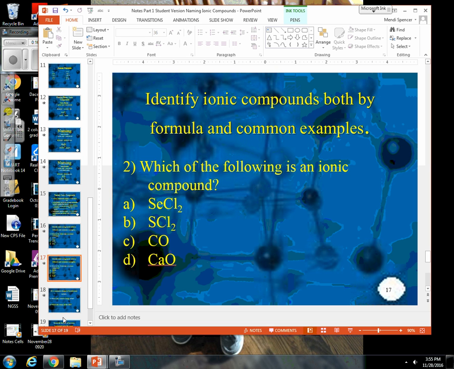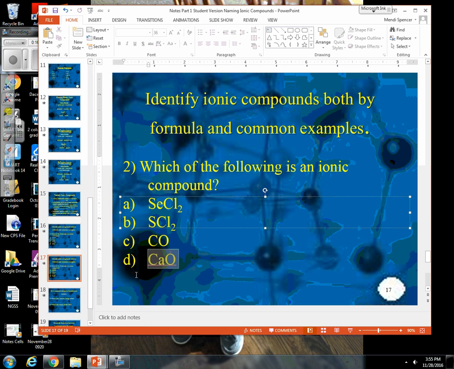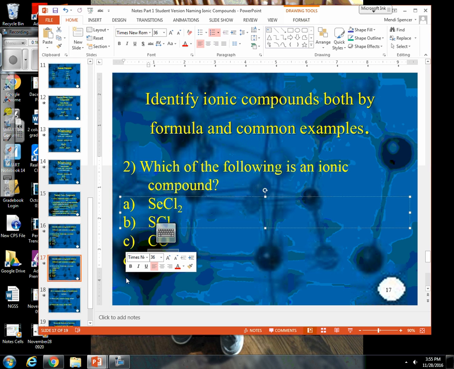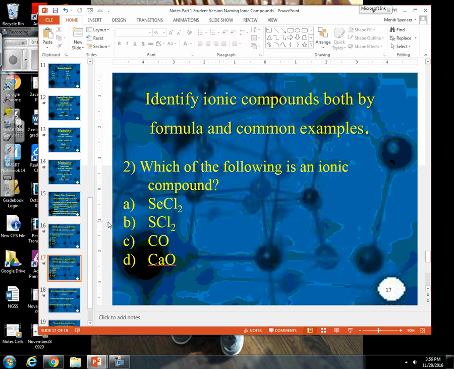Alright, so by this point you should have looked through your different examples, and you should have found that CaO, calcium oxide, is your ionic compound. Let's see if this will let me circle it. So your answer for question 2 was D. And that's because calcium is a metal, oxygen is a nonmetal. Anytime you have a metal bonded to a nonmetal, that is an ionic compound.